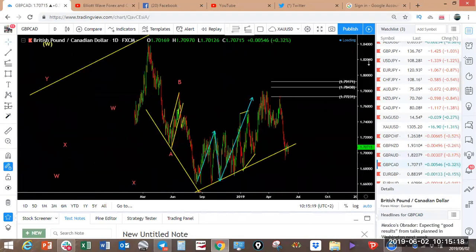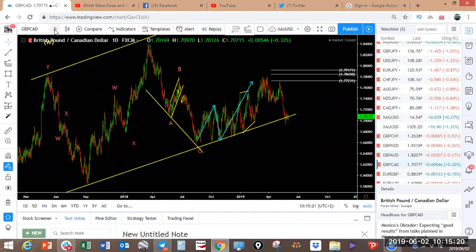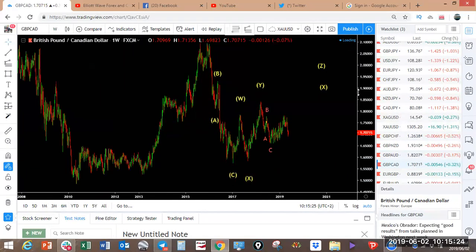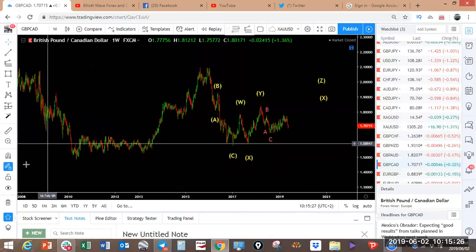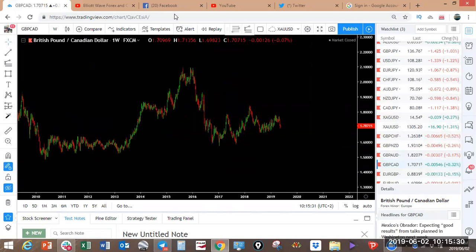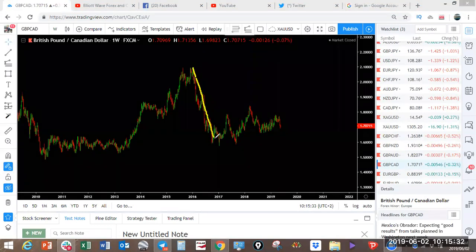Higher degree. I said I'm going to show you an even higher degree of this one to show you what we expect with this one. Now, pound CAD, this is a very clear example of why it is important to understand the forecast from historical data to the current. So now, this is what we looked at.